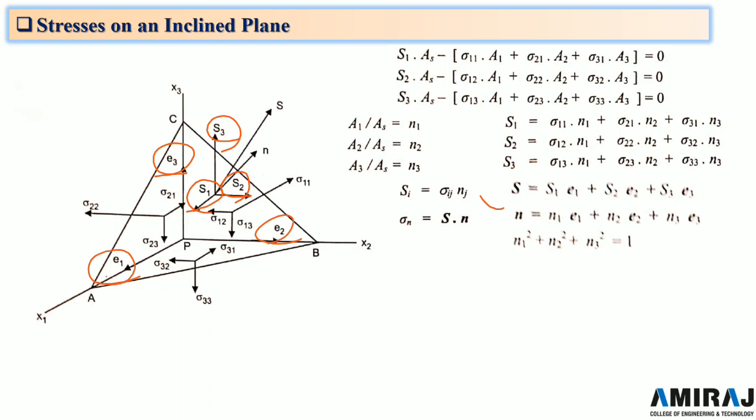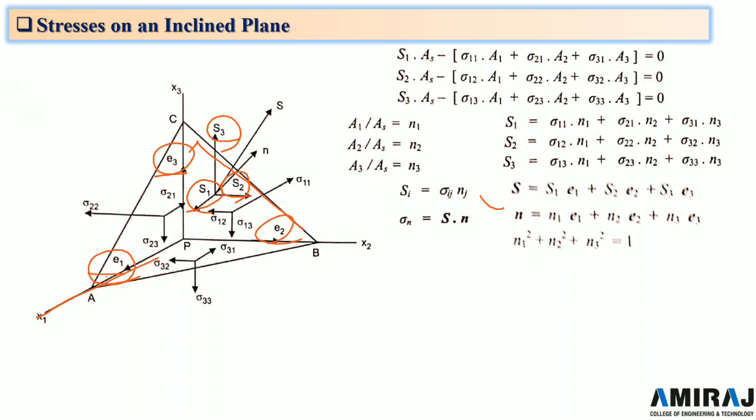Also n1 square plus n2 square plus n3 square is equal to 1, because the square and sum of the components of a unit vector is 1. E1, E2, E3 are the unit vectors along x1, x2 and x3. The unit vectors for the planes are n1, n2, n3, while the unit vectors for the axes are E1, E2 and E3.